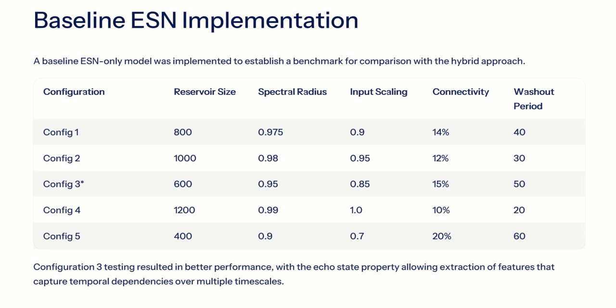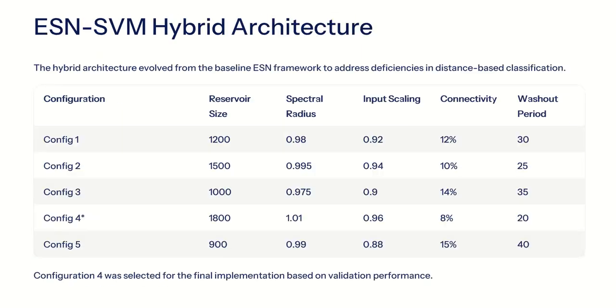So these are the configurations, among which configuration 3 was selected for the baseline implementation. And these are the configurations for the echo state network and support vector machine hybrid architecture, among which configuration 4 was selected based on robustness.